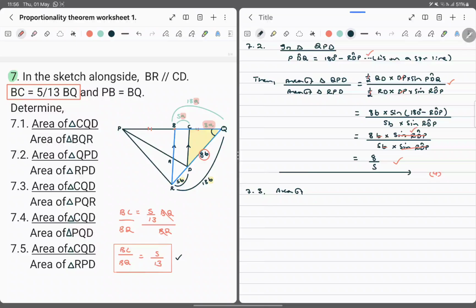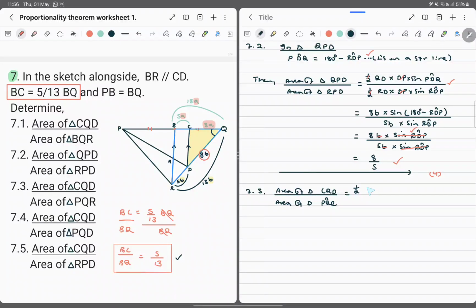Area of triangle CQD divided by area of triangle PQR. I don't know why my writing is changing.